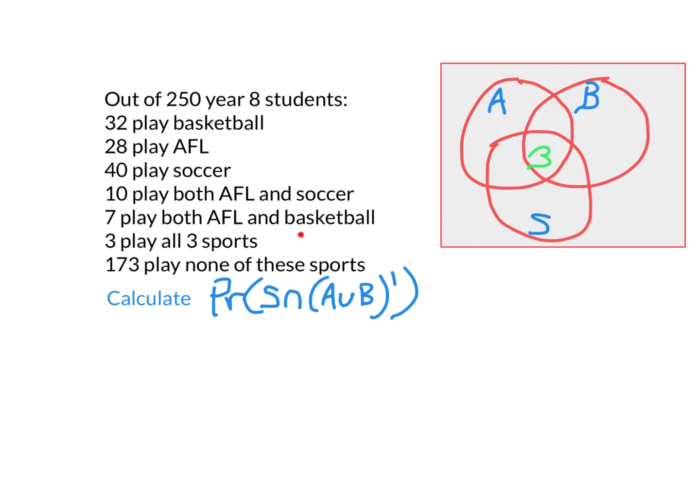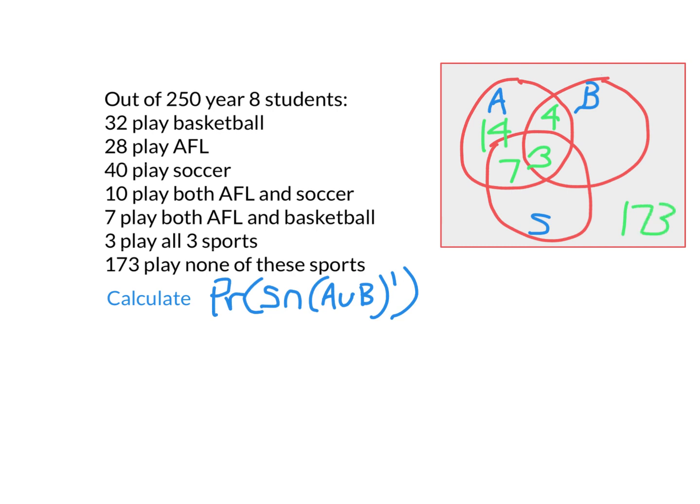We know that 7 play both AFL and basketball. So AFL and basketball together is this intersection here. We already have 3 in this area, so we need 4 more to make 7. Similarly, we need 7 to go here. So there are 10 people here who play AFL and soccer. So because there are 28 people who play AFL, I've already got 14 in the AFL circle. I need another 14 there. I also have 173 that play neither.